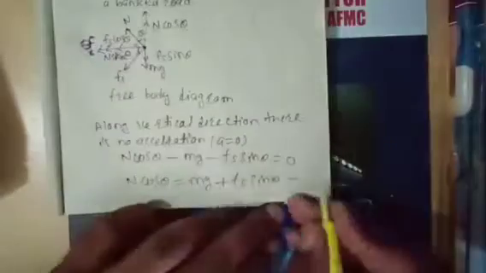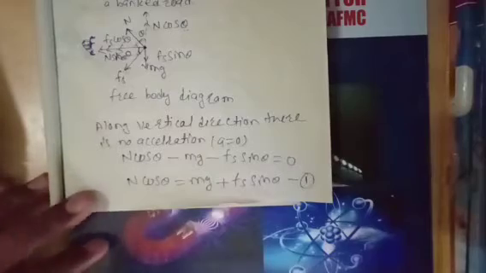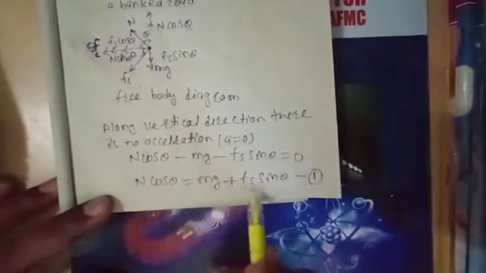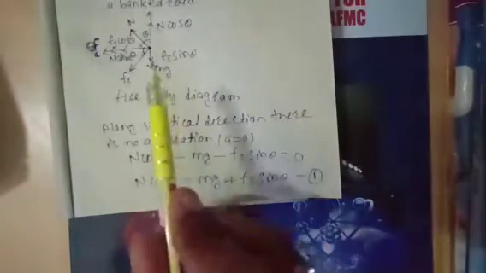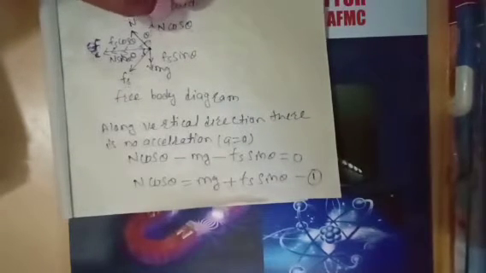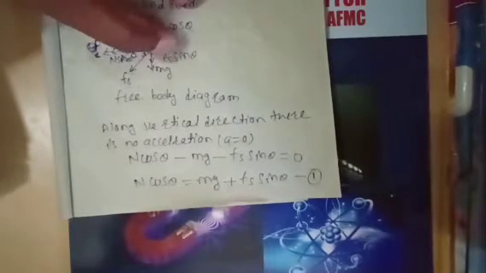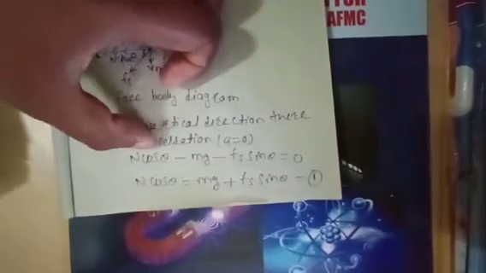Now this we write as equation 1. Therefore N cos theta is equal to mg plus Fs sin theta. Along the vertical direction there is no acceleration, therefore the total force becomes 0. N cos theta is in the upward direction, Fs sin theta and mg are in the downward direction, therefore N cos theta minus mg minus Fs sin theta is equal to 0. Therefore N cos theta is equal to mg plus Fs sin theta.